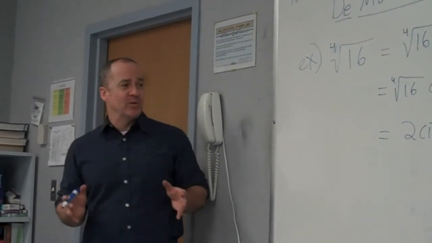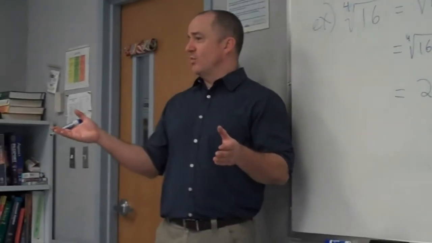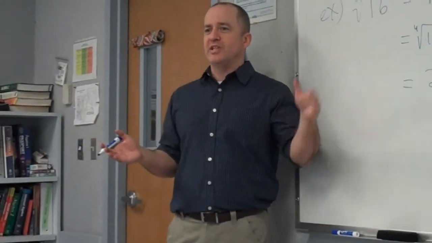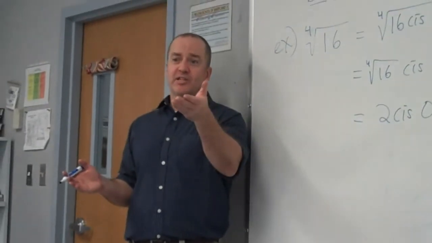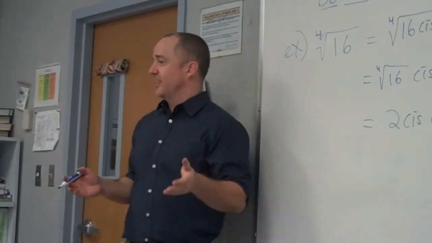Now this is one we might be able to do without a graph. Where are all these points? What would you say they're on? They're 90 degrees apart from each other. They're on the axes.